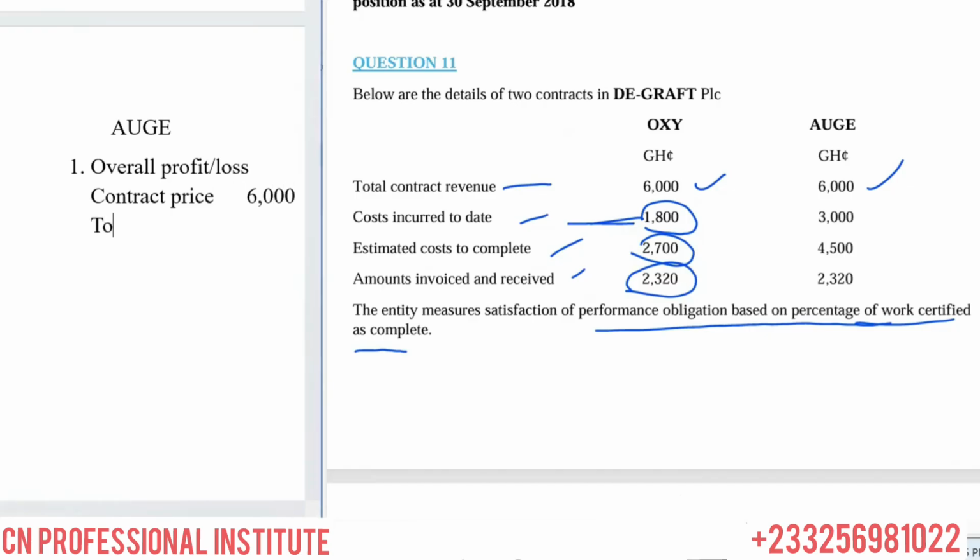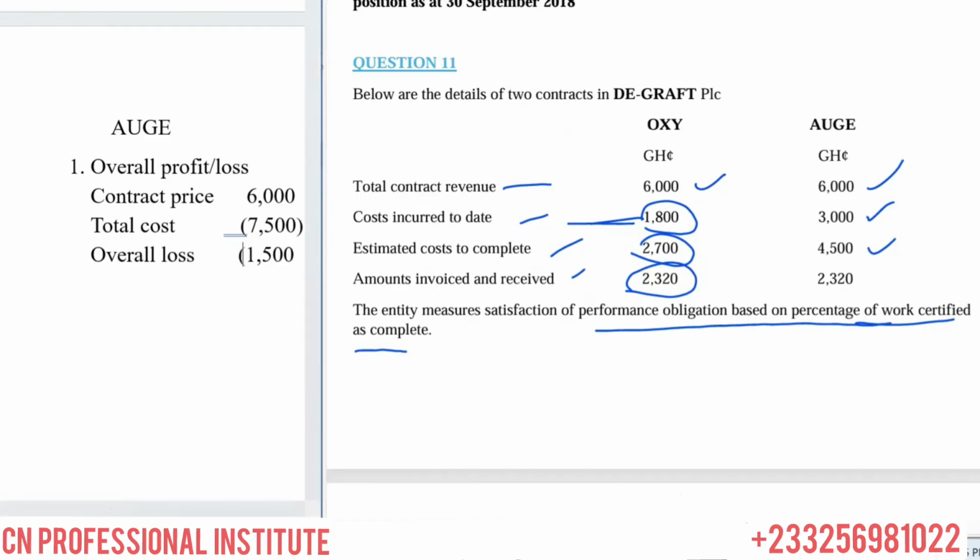Then total cost. Total cost is cost to date plus cost to complete. Cost to date is what? 3,000. Cost to complete is what? 4,500. So when you add the two, we have 7,500 as the total cost. So you see that with this one, when you deduct, are you following? We are going to have an overall loss. So we have an overall contract loss of how much? 1,500.